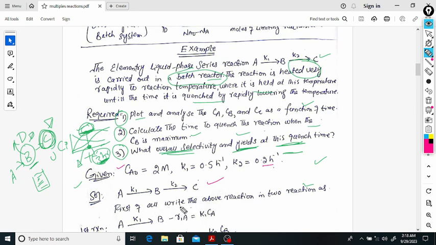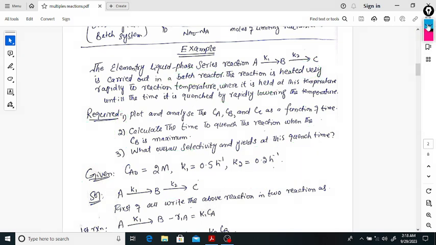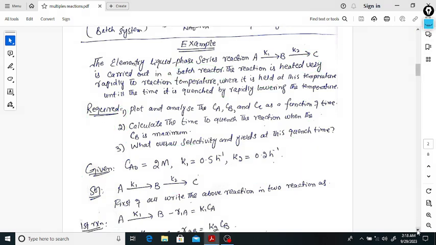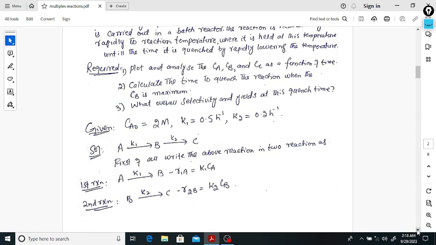First of all, write the above reaction as two reactions. So we will divide this reaction into two reactions. Suppose this is reaction number one with rate constant K1, and B is converting into C with rate constant K2. So we will write this reaction as two reactions.